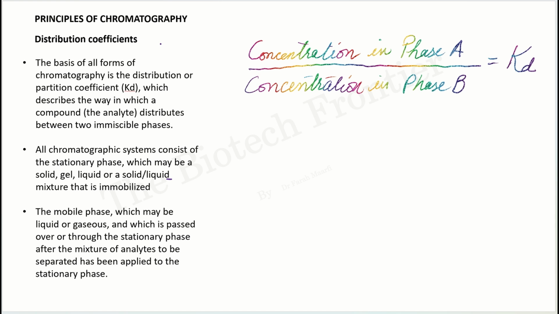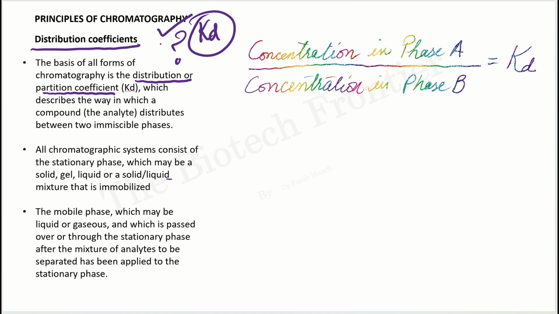Let's discuss the basic principle of chromatography, that is the distribution coefficient. Now the question arises: what actually is the distribution coefficient, or the partition coefficient? These are almost the same term and are represented by KD. KD here represents the distribution coefficient.